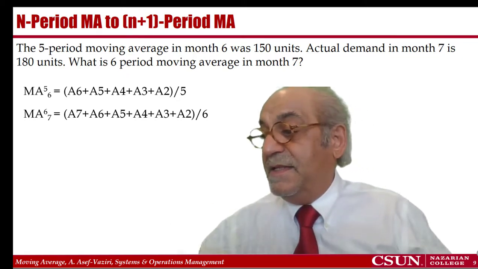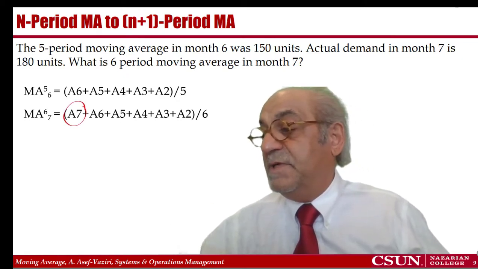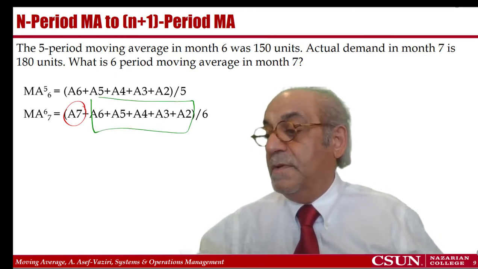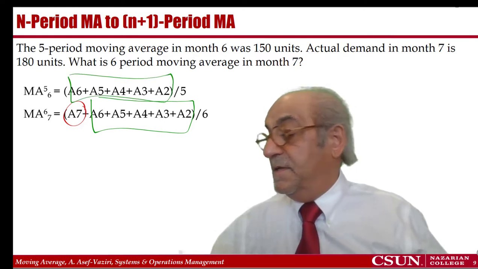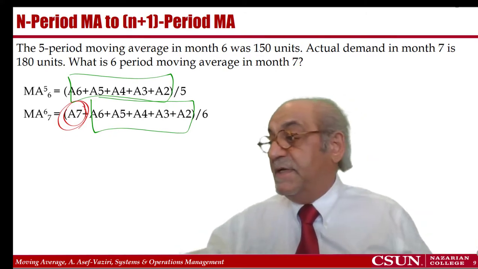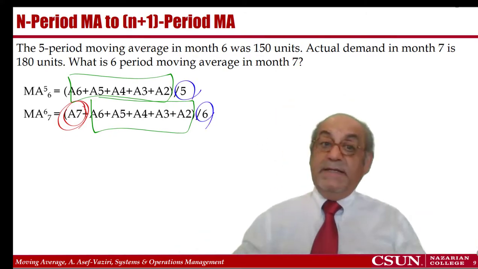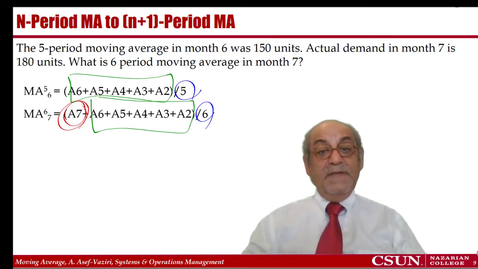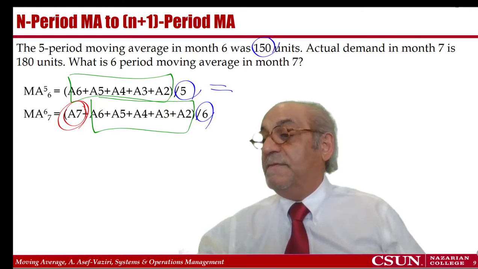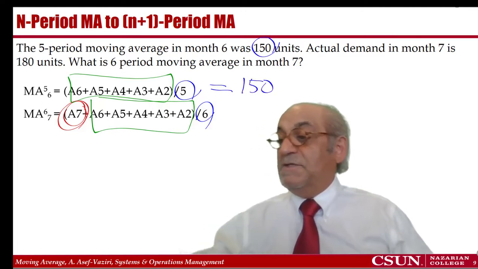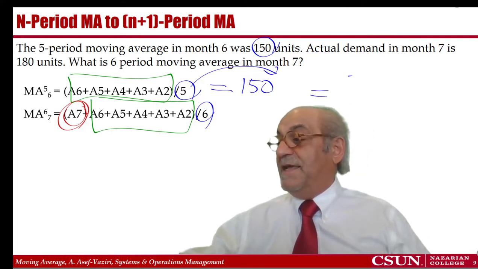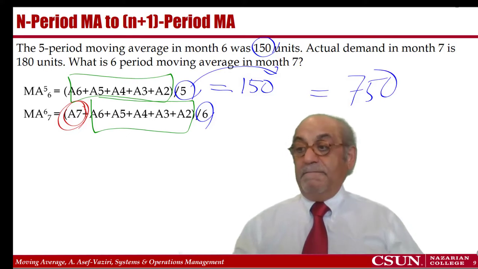Here, this is the difference between these 2. These parts are common, but here we have this one added. One other difference is here I have 6 and here I have 5. But I know that this is equal to 150. So if that is equal to 150, I can multiply 5 by 150 and I can get 750.